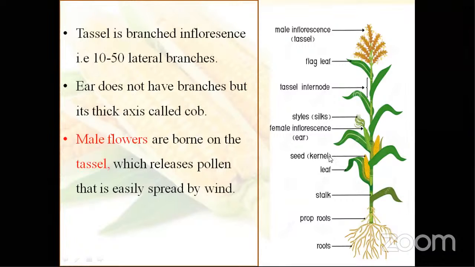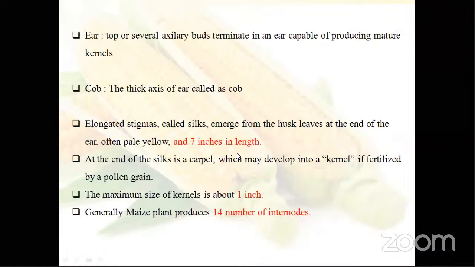Male flowers are borne on the tassel, which release pollen that is easily spread by wind for pollination purpose. These male flowers mature or emerge early. That's why what mechanism is present in maize? Protandry. That protandry leads to which pollination? Cross pollination.